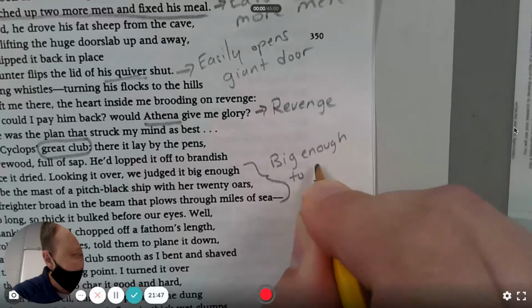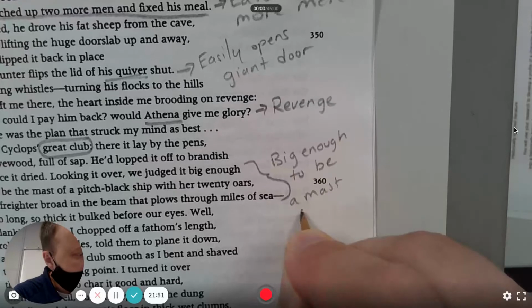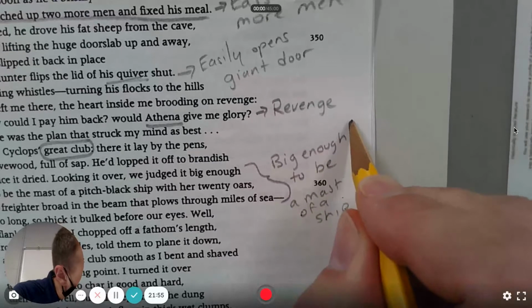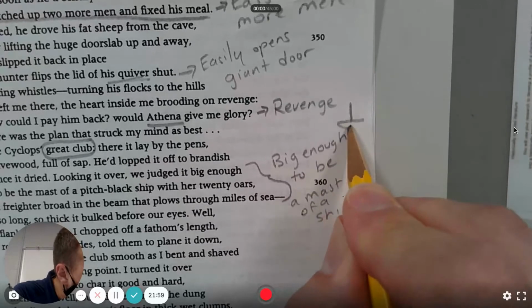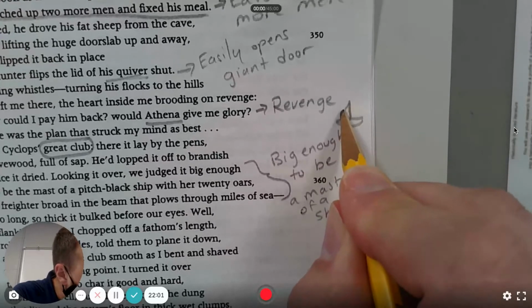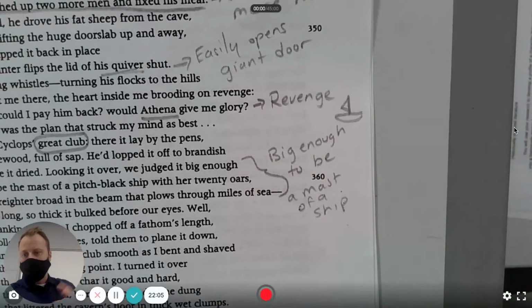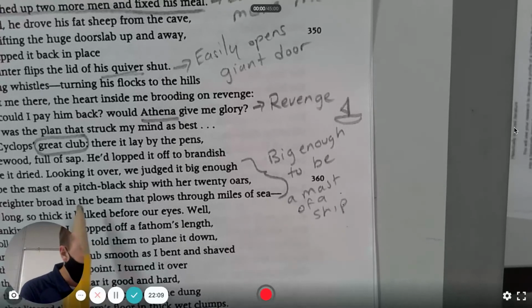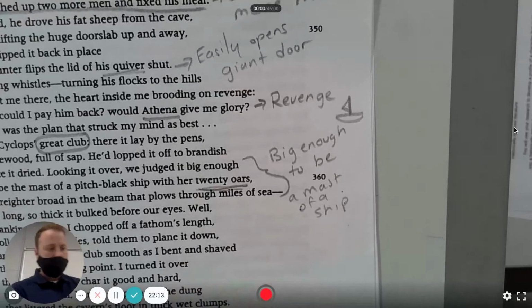Big enough to be a mast of a ship. And the mast of a ship is that thing that goes up like this, and the boat's like this, and then it holds the sail. So it's this giant thing that looks like a telephone pole, essentially. This massive, massive piece of wood. And he says it's big enough for a 20-oar ship, which would be a very big ship, okay?